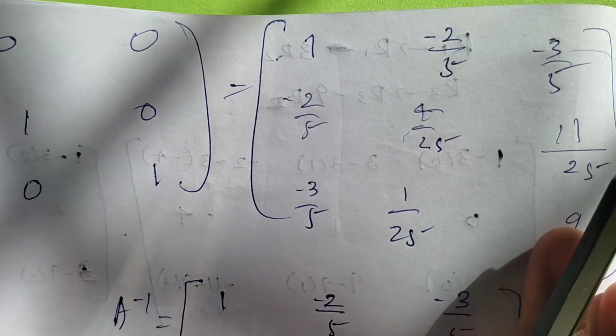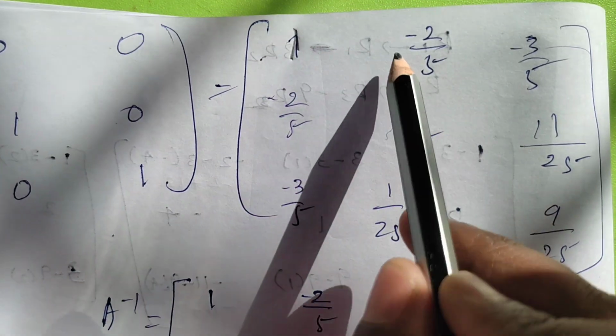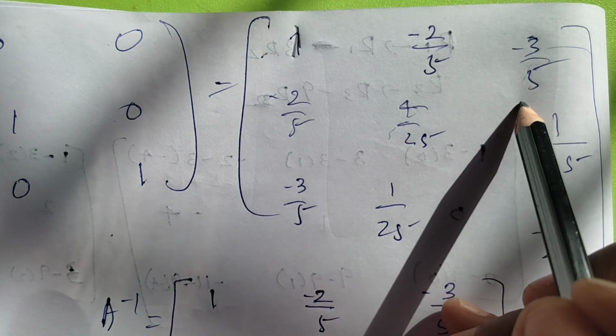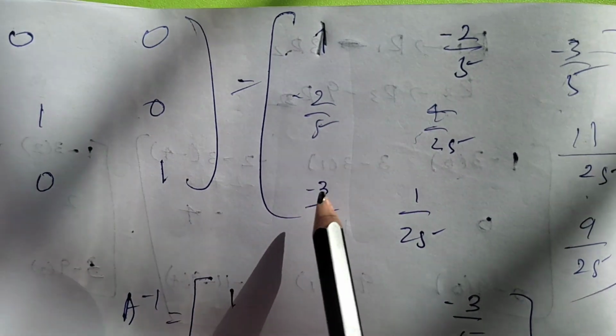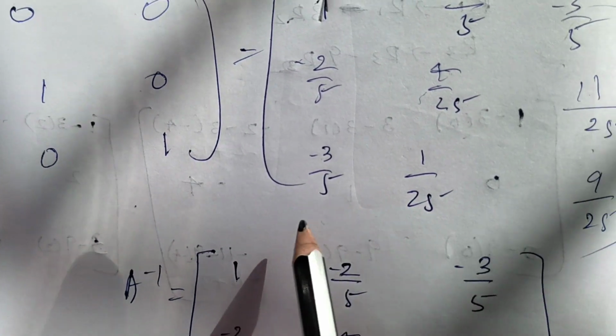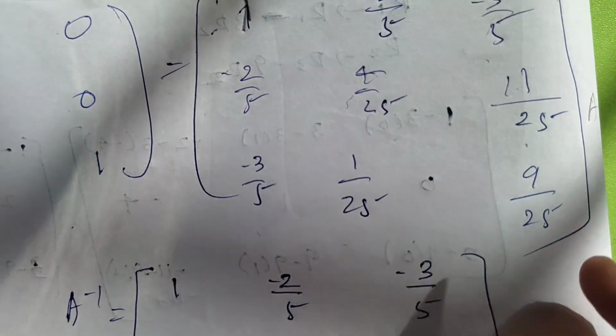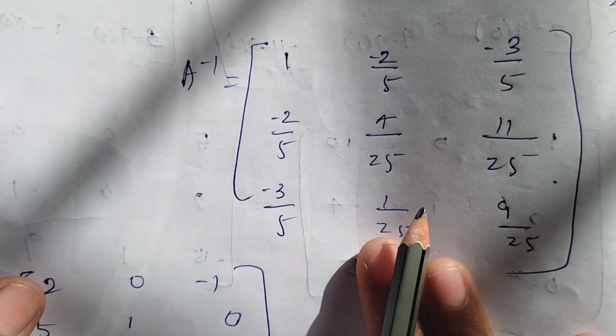On the RHS, on simplification, we got 1, minus 2 by 5, minus 3 by 5, minus 2 by 5, 4 by 25, 11 by 25, minus 3 by 5, 1 by 25, 9 by 25, into A. Therefore, this is our A inverse matrix. So, A inverse equal to this.